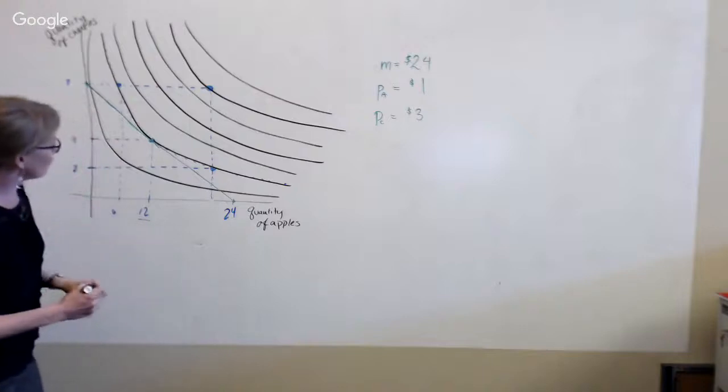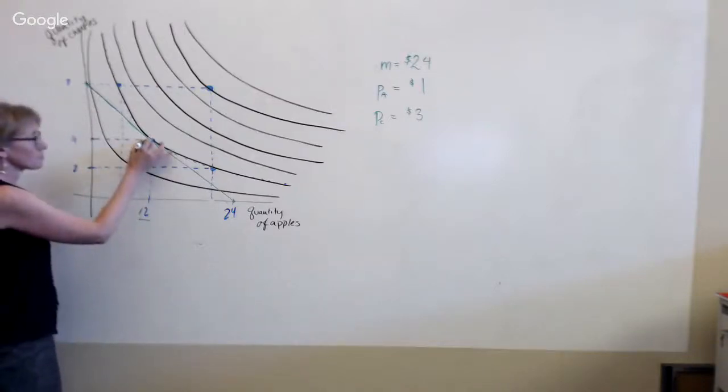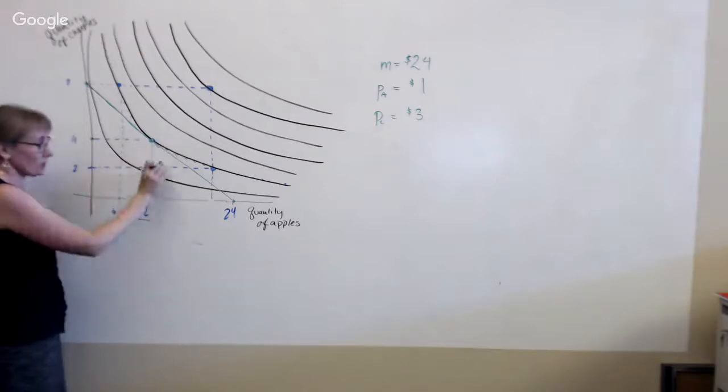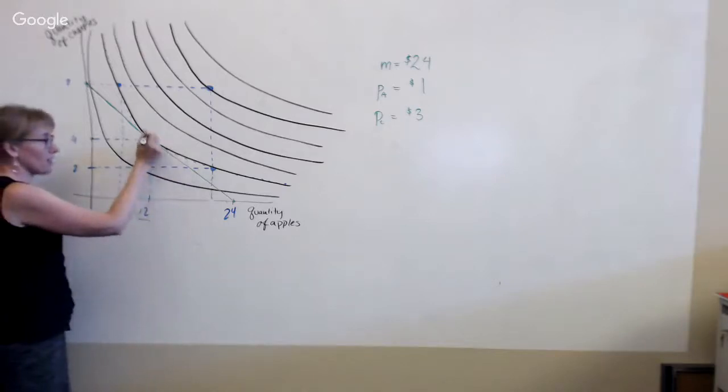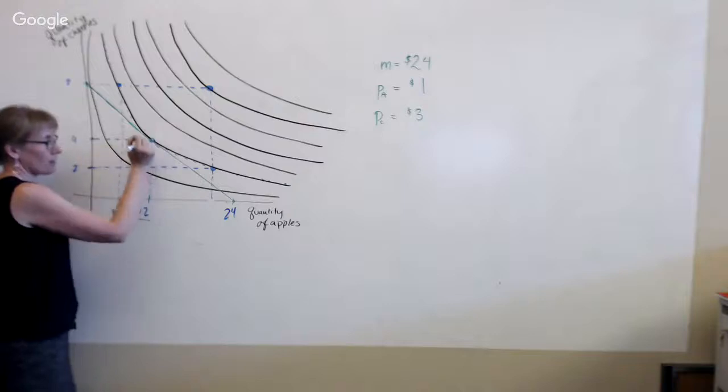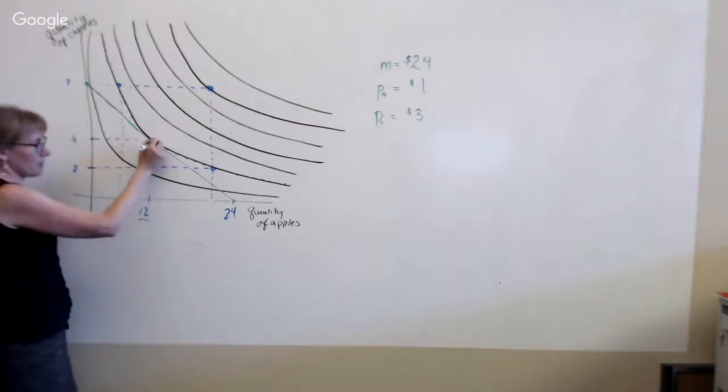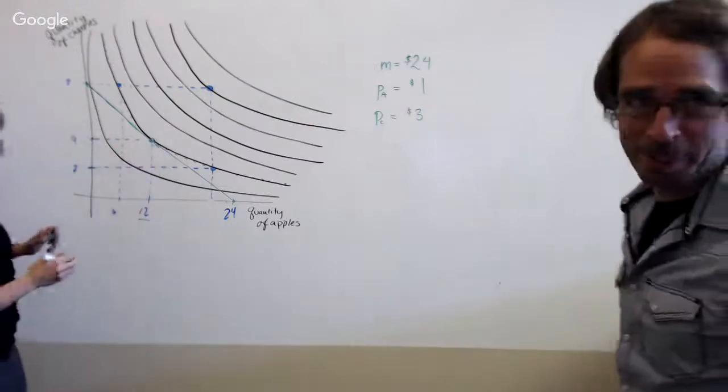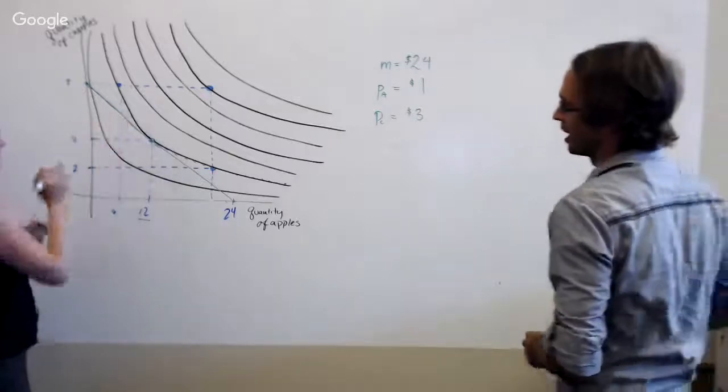And so I can find the highest possible indifference curve by looking at this map right here. And that happens to be right here. On purpose, we got lucky. Right here, at 12 and 4.